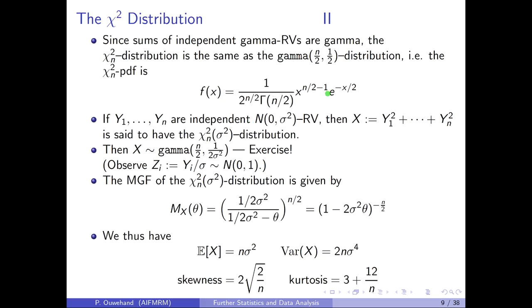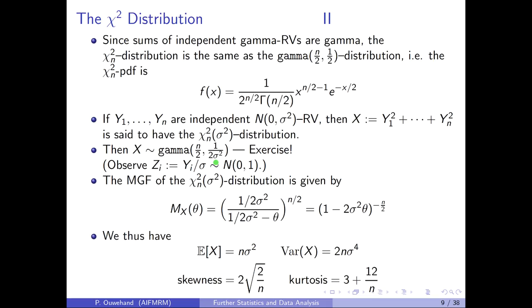We can generalize this slightly. Instead of assuming that the random variables have mean 0 and variance 1 and are normal, we assume that they're normal with mean 0 and variance sigma squared. And then we say that the sum of those n many random variables has the chi-squared sigma squared distribution with n degrees of freedom. You can then show yourself that X has the distribution which is gamma with the shape parameter still equal to n over 2, but the rate parameter changed now to 1 over 2 sigma squared.